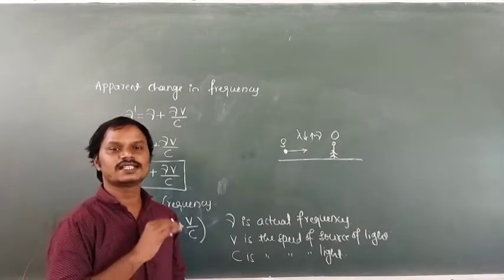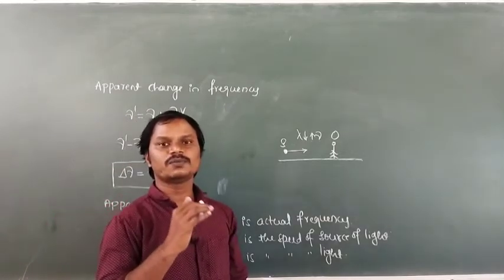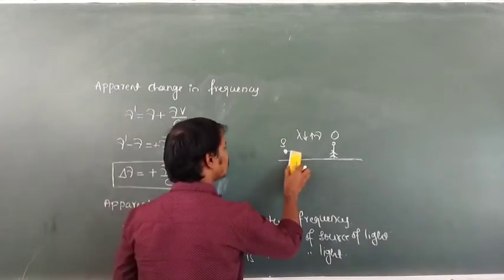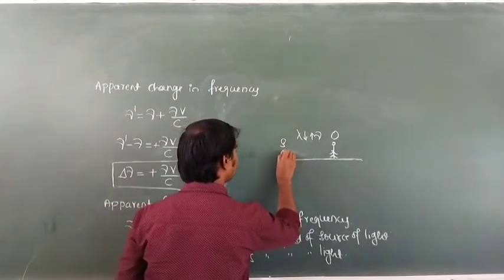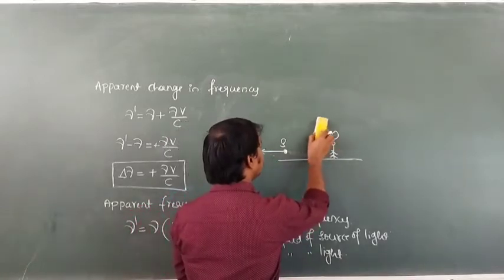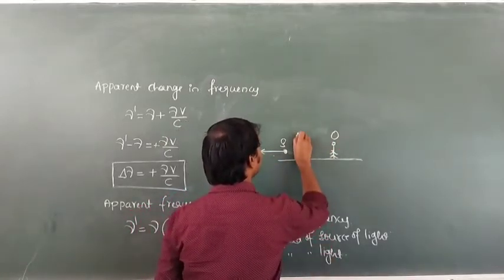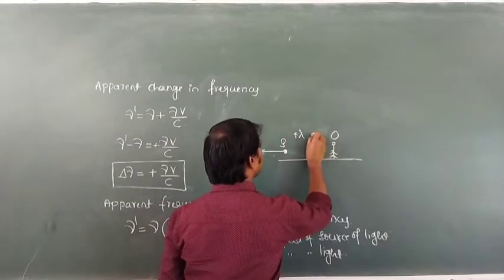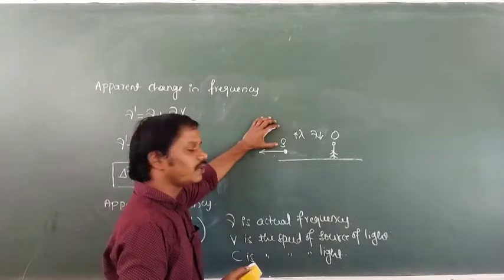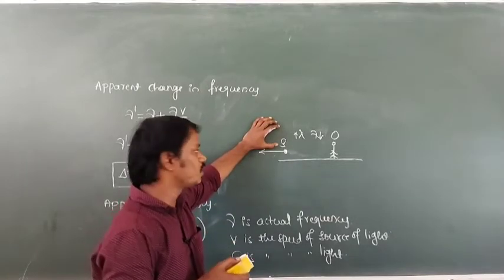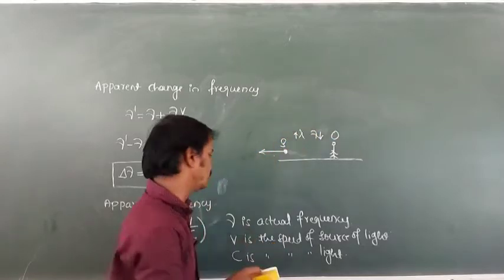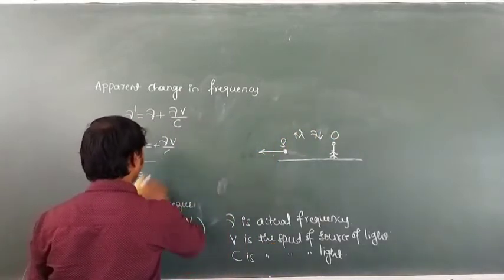Then what is the second case? When the source of light is moving away from the stationary observer. Here the wavelength increases, but frequency decreases. In the case of the source of light moving away from the stationary observer, the wavelength increases but frequency decreases. So, second case.